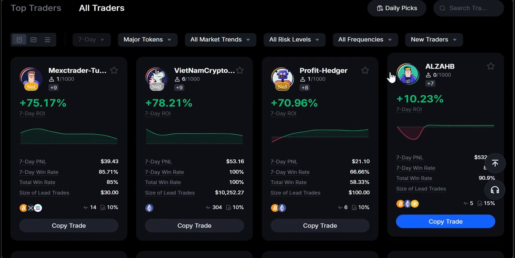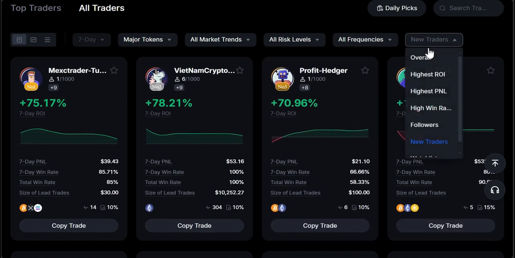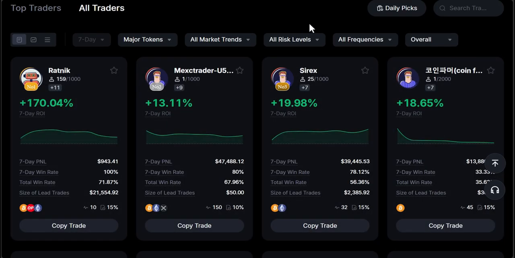Now, here's a pro tip that most people don't know. Don't just sort by ROI and pick the top one. That's a rookie mistake that I see beginners make all the time. You want consistency across multiple metrics, not one lucky month where they 10x'd on a meme coin.